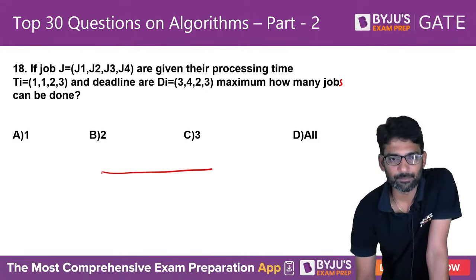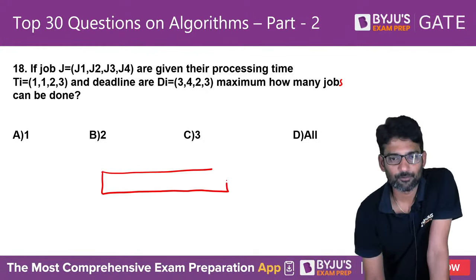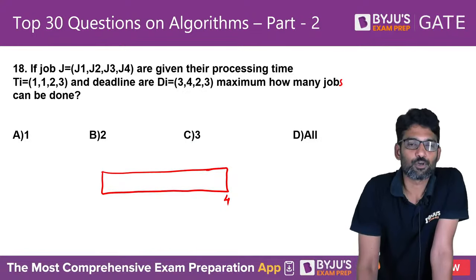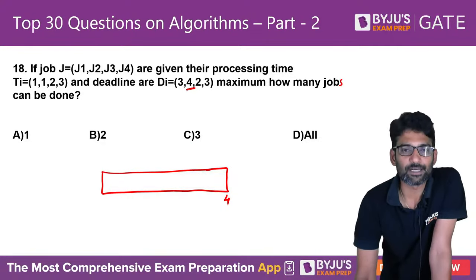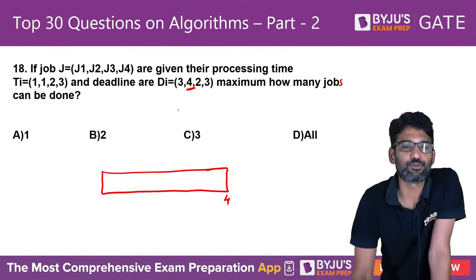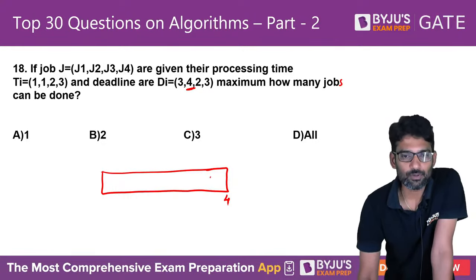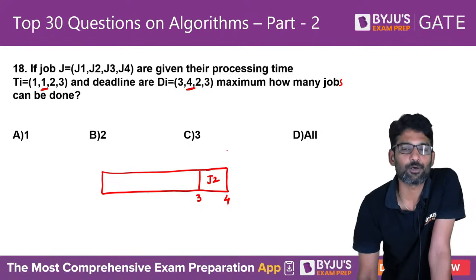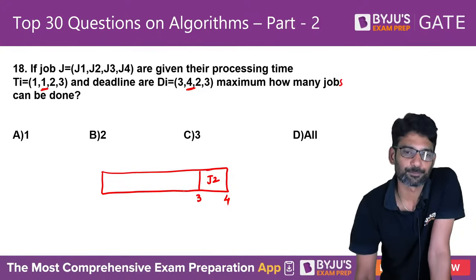The maximum deadline is 4, right? So what is the job you can do by deadline 4? Job 2. So slot 3 to 4 is free because job 2 requires only 1 unit of time. So let us schedule job 2 at 3 to 4.